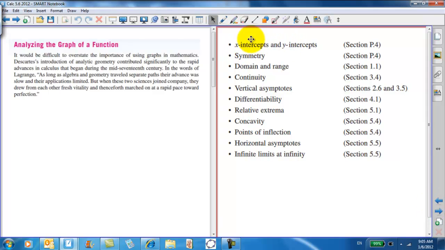X and Y intercepts. Remember, for X intercepts, set Y equal to 0. To find Y intercepts, set X equal to 0. Symmetry with our even and odd ideas. Domain and range. What can restrict the domain? You can't take the square root of a negative. You can't divide by 0.